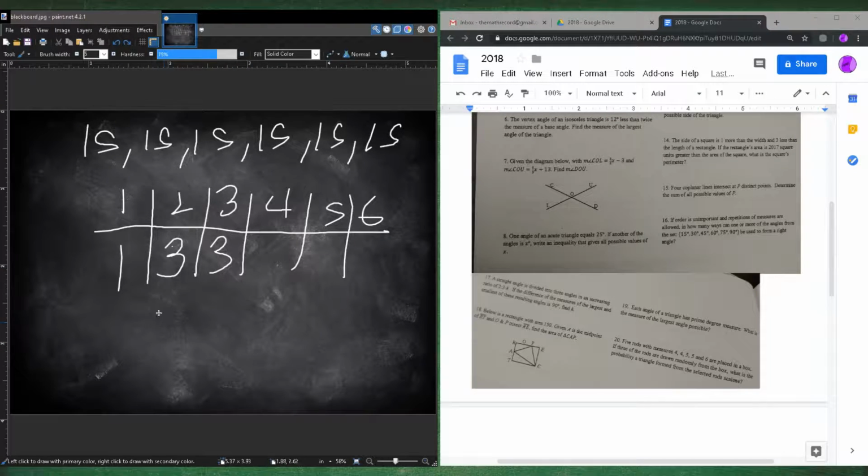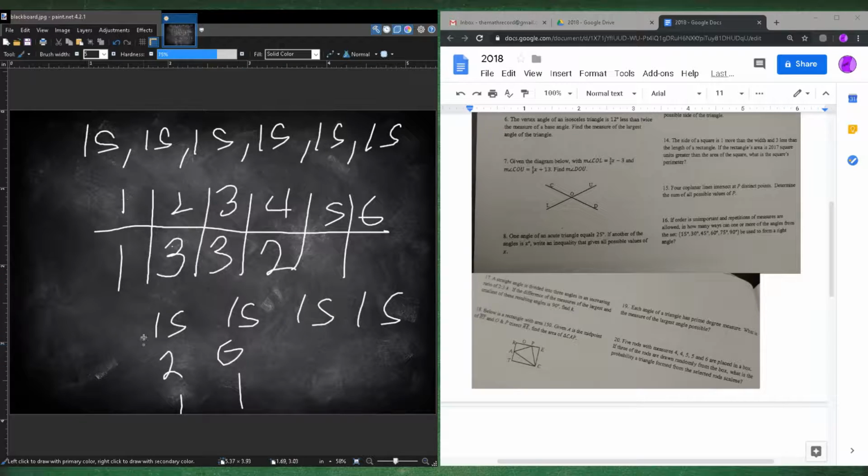Now 4. Now you have 15, 15, 15, 15. So you only have 2 left over. So you either have 2 in one of them or you have 1 split out, right? It doesn't matter which one you add to those 15s. So these are the only combinations. There's 2 here.